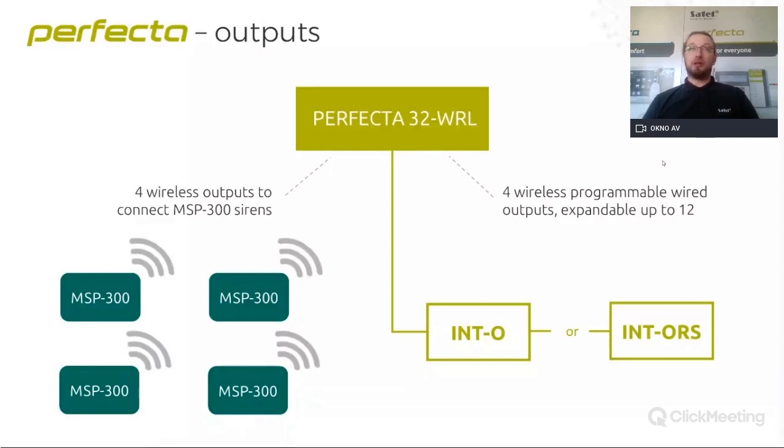And of course, in addition, with the WRL, you can add 4 different wireless sirens without any wired restrictions. So up to 12 outputs and an additional 4 wireless sirens, MSP 300.